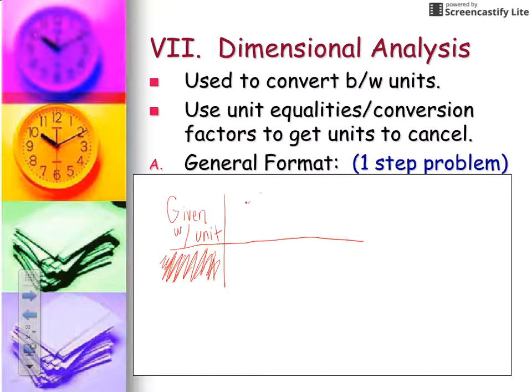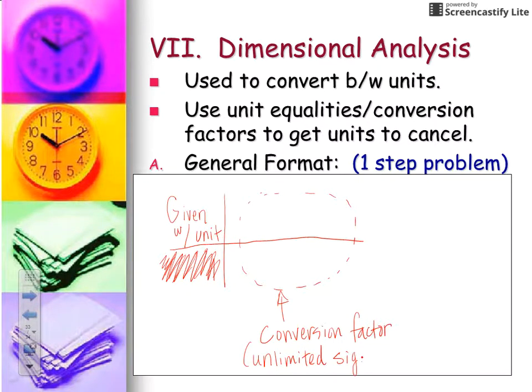What comes after your given, this section here, is where your conversion factor will go. And remember, your conversion factor is also known as your unit equality. I do want to remind you that conversion factors have unlimited significant figures, because there's no uncertainty in conversion factors. They are definitions. So they are considered to have unlimited significant figures. In other words, they will not be used to limit your sig figs in your answer.